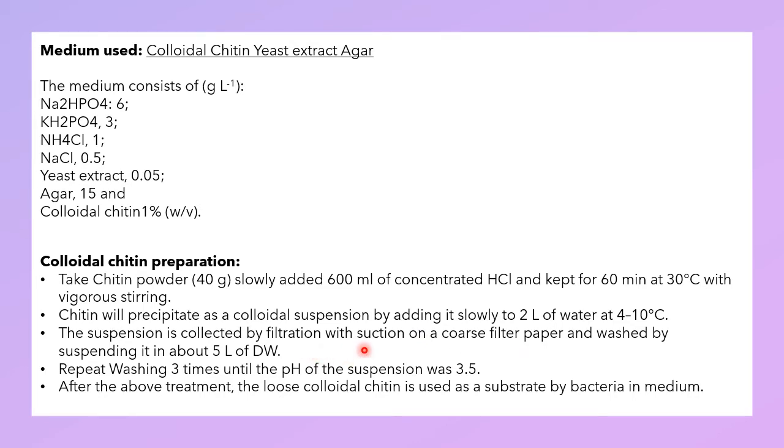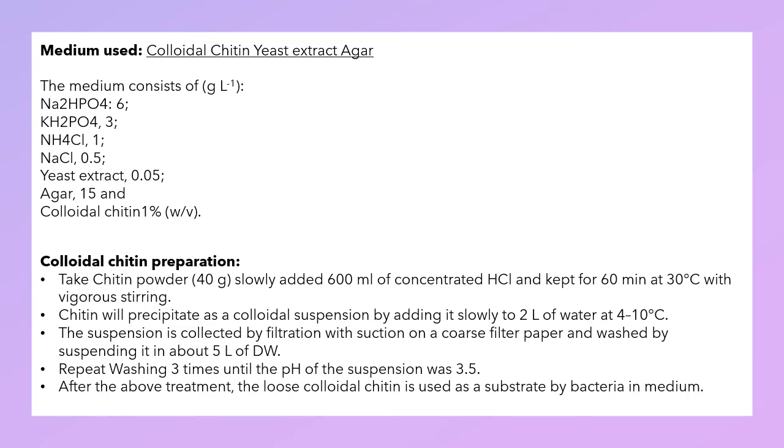So you filter using suction on a coarse filter paper and then wash by suspending it in about 5 liters of distilled water. This is also important. You need to repeat the washing 3 times until the pH of the suspension is 3.5. After the above treatment, the loose colloidal chitin is used as a substrate by bacteria in the medium. Now you can add this 1% weight by volume to your medium and make your agar plates.